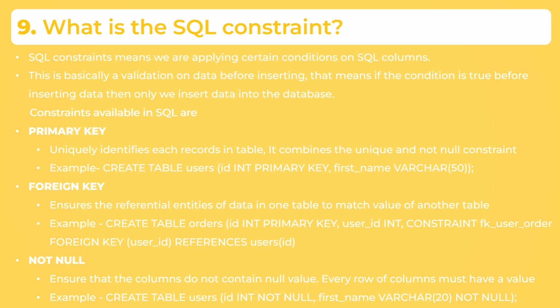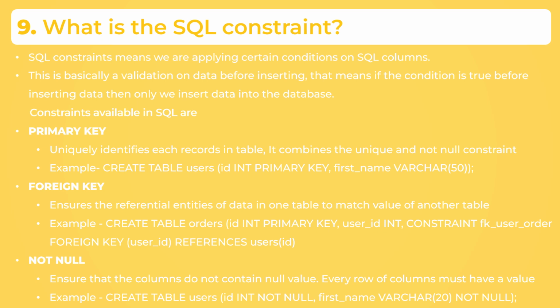Third one is not null. It ensures that the column does not contain a null value. Every row of the column must have a value. Example: create table users (ID integer not null, first_name varchar not null). So in the example, we need to fill ID and first name when creating a new entry.